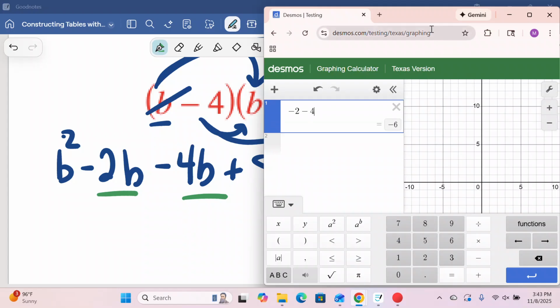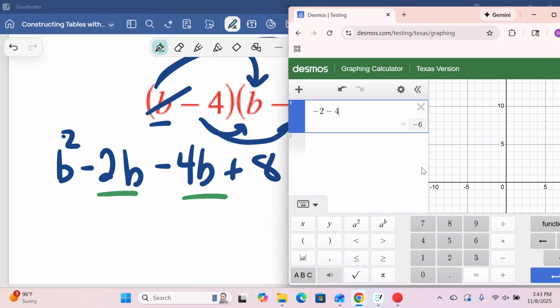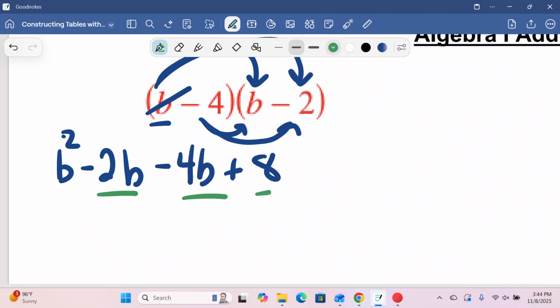And then, of course, before that, I had another term that I was looking at, a -4 times a -2. And then I get rid of this one. And then I go -4 times -2. Gives me a +8, and that is how I got a +8 right there.